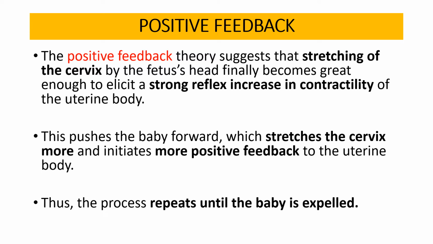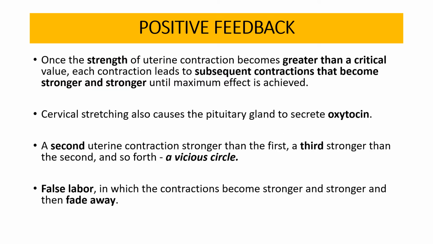The positive feedback theory suggests that stretching of the cervix by the fetal head finally becomes great enough to elicit a strong reflex increase in contractility of the uterine body. This pushes the body forward, which stretches the cervix more and initiates more positive feedback to the uterine body. Thus, the process repeats itself until the baby is expelled. Once the strength of the uterine contraction becomes greater than a critical value, each contraction leads to a subsequent contraction that becomes stronger and stronger until maximum effect is achieved.